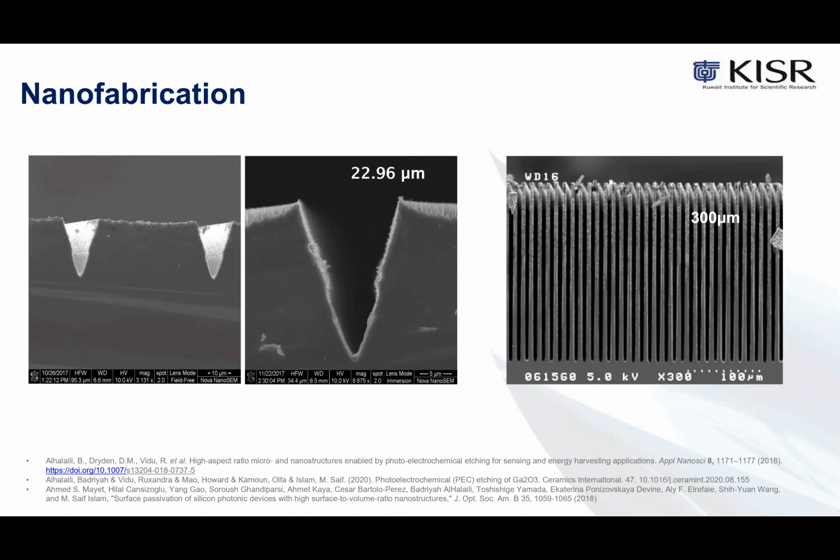Here we have very deep holes, which have been achieved by a technique we call photoelectrochemical etching, to create these kinds of deep holes in the surface of the silicon. Here we achieve about 23 micrometers in 30 minutes. Here we achieve about 300 micrometers, which requires about 3 to 4 days of etching.